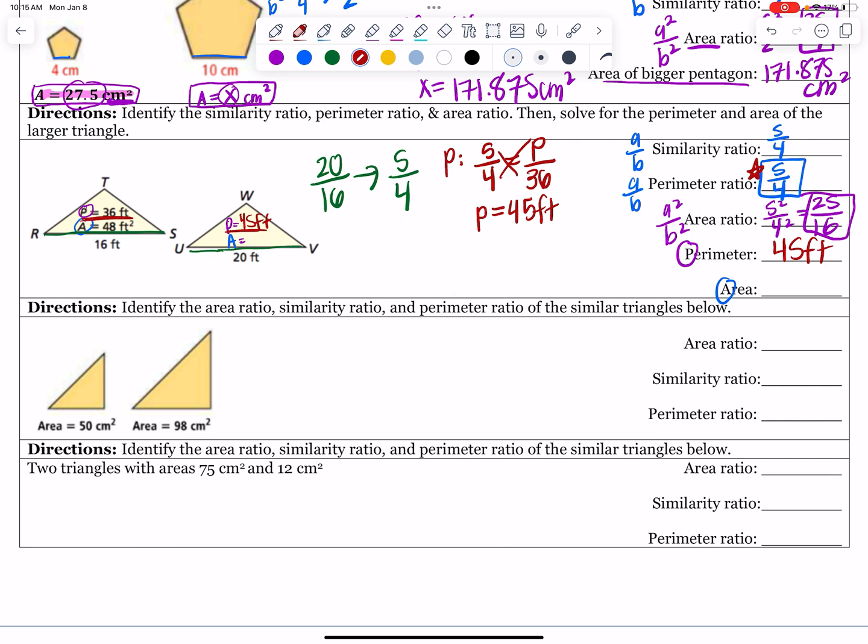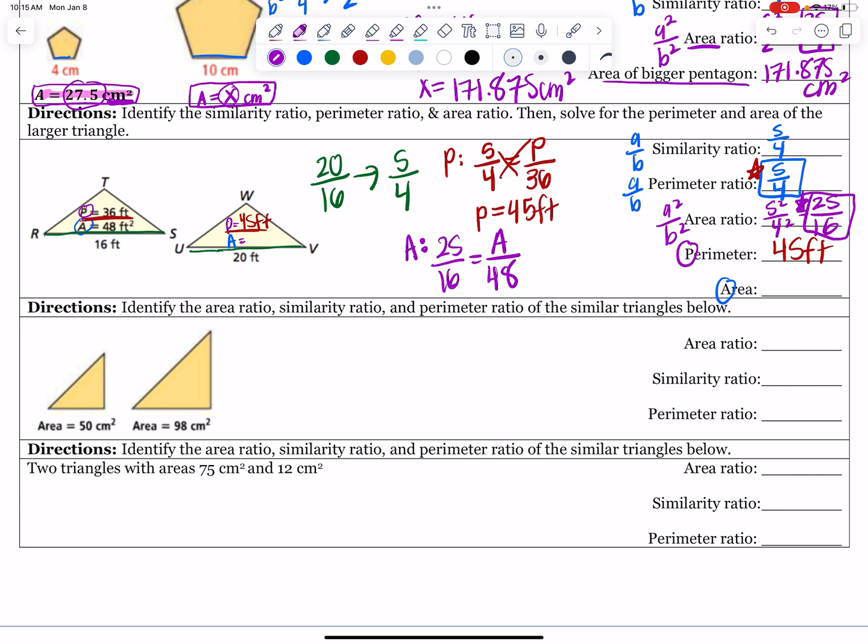Okay? Exact same thing when we're solving for area. I have my area ratio. What is my area ratio? It is 25 over 16. So that's big over small. That is going to be equal to A over 48. My actual area of the big over my actual area of the small should be equal to 25 over 16.